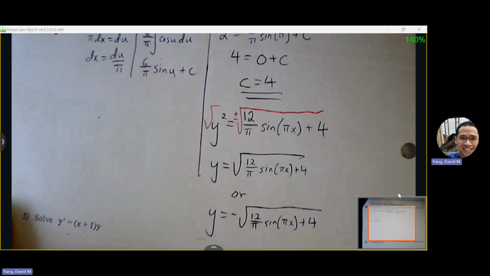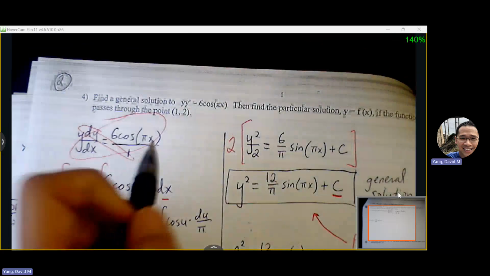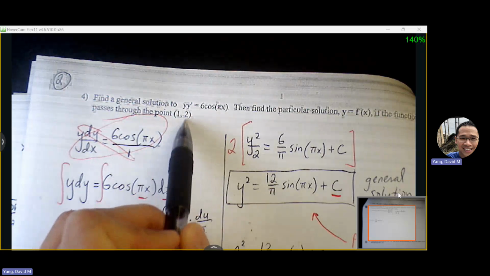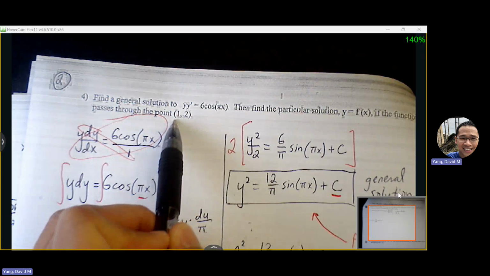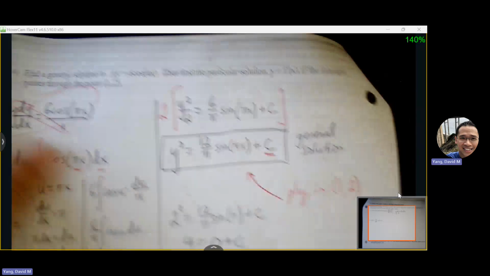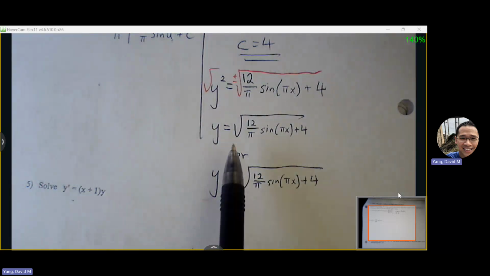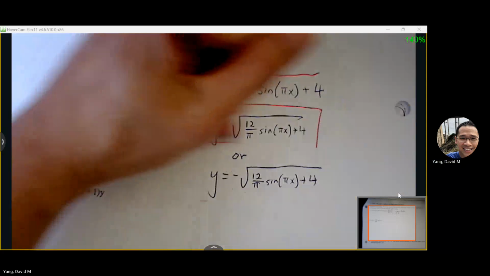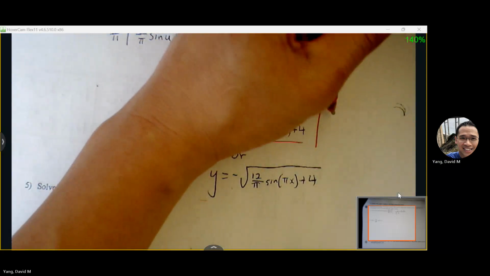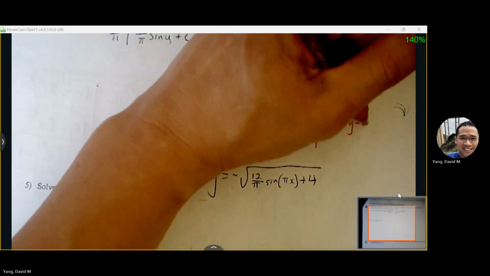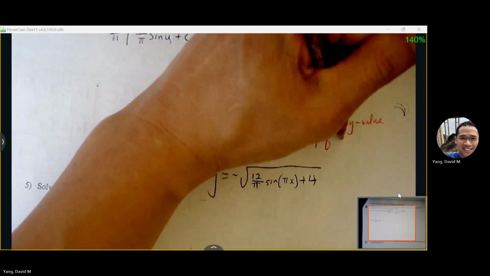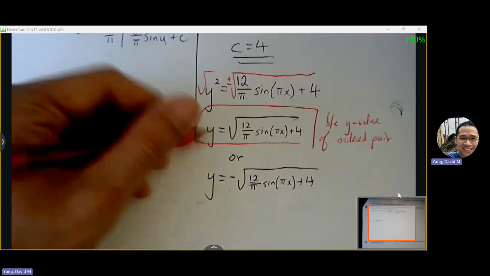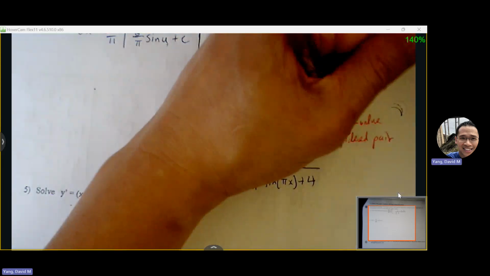So the hint is with the ordered pair, which one do you think we're going to keep? The positive or the negative square root? Positive. Because the y value is positive. And so I'm plugging in 1 and I want a positive 2 in return. The only way I'm getting a positive 2 in return is if the outside of the square root is a positive, not a negative. So it's going to be this one. We want the equation that has the ordered pair 1, 2 in it.